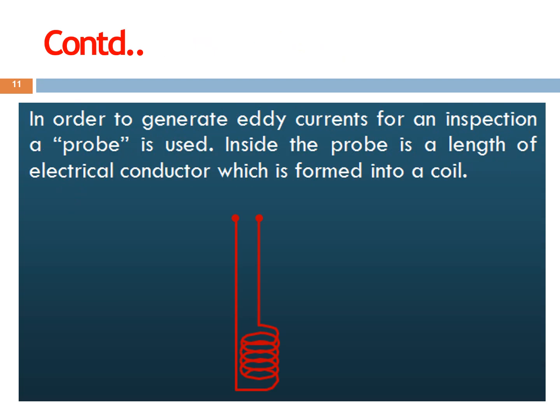Now, the condition is that in order to generate eddy currents, we need an AC source, right? An AC power source is required, and in order to generate eddy currents for an inspection, a probe is actually used. This is the probe.